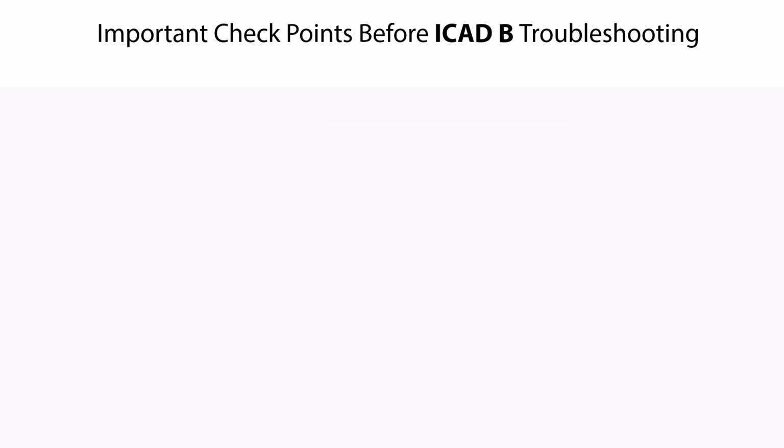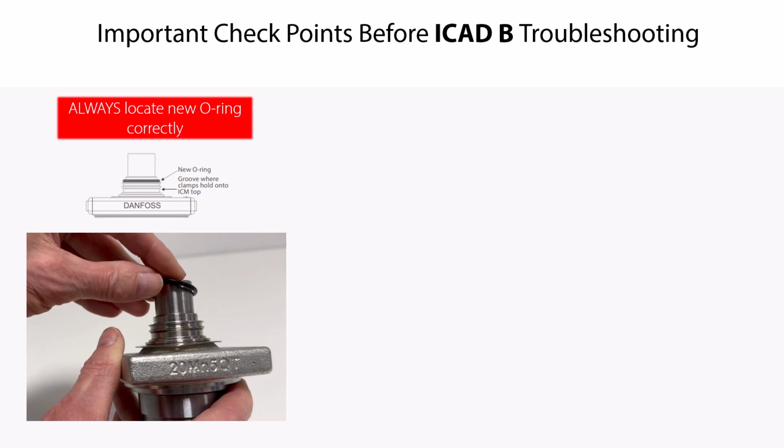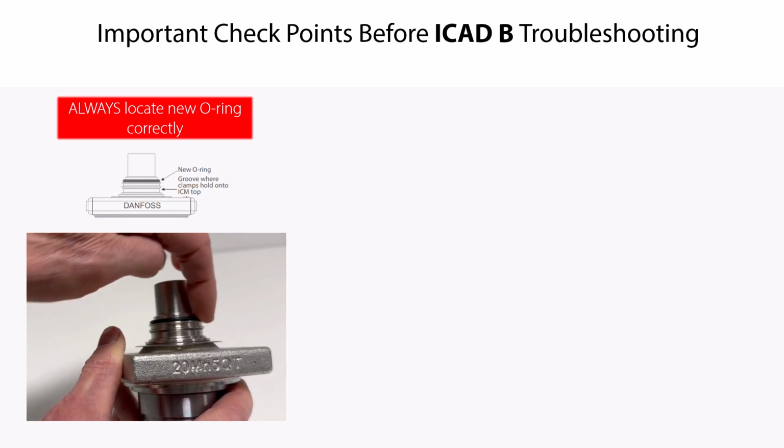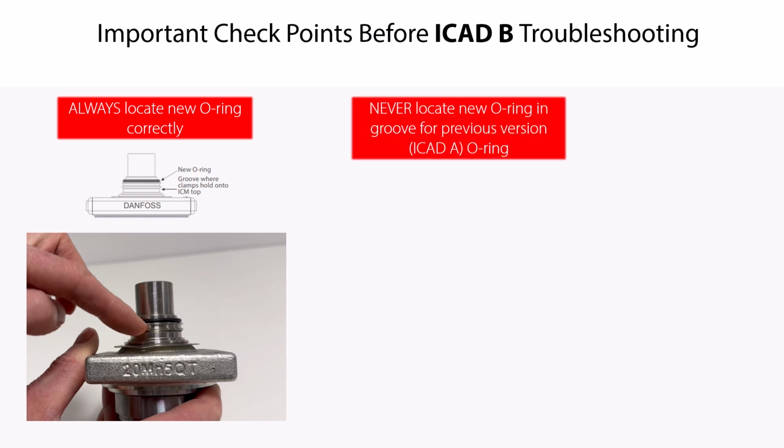Another very important checkpoint regarding the mechanical installation of the ICAD B is to ensure that the new O-ring has been located correctly on the valve top, as seen here. Then the O-ring should always be located just above the groove where the previous version ICAD A O-ring was located. You must never place the new O-ring in this groove.